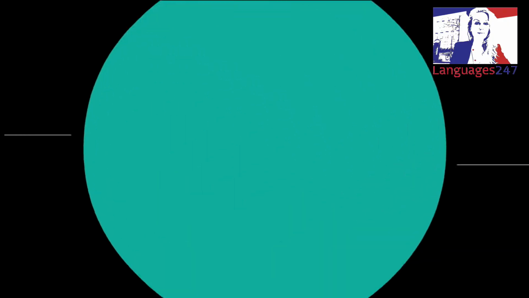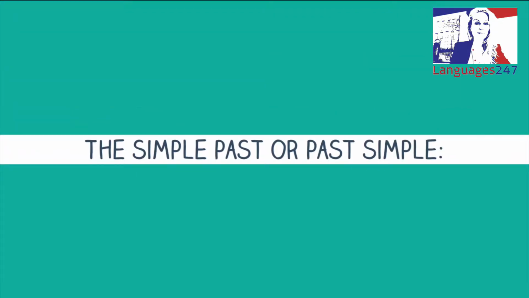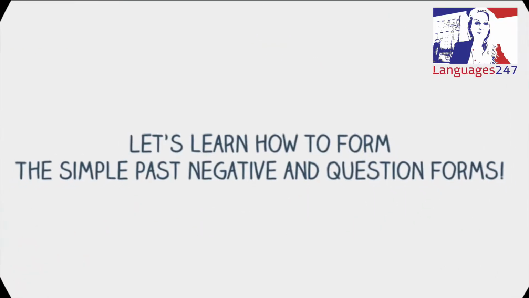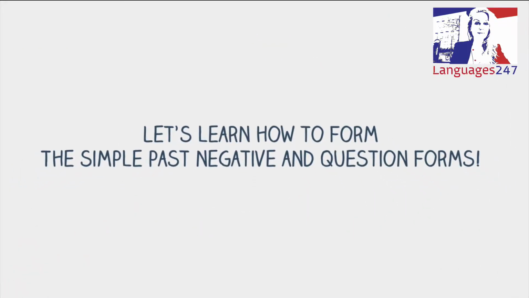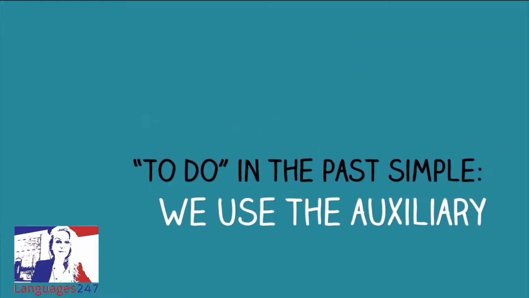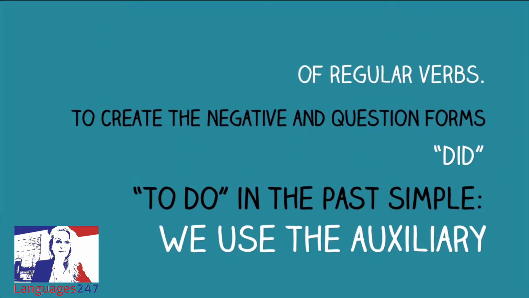Today's grammar points. The simple past or past simple, negative and question forms. Let's learn how to form the simple past, negative and question forms. We use the auxiliary to do in the past simple, did, to create the negative and question forms of regular verbs.